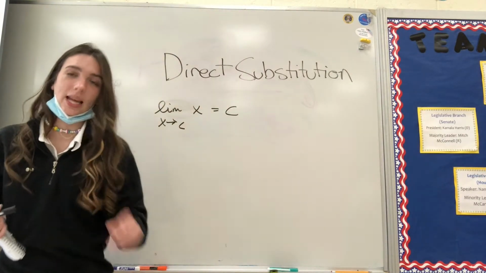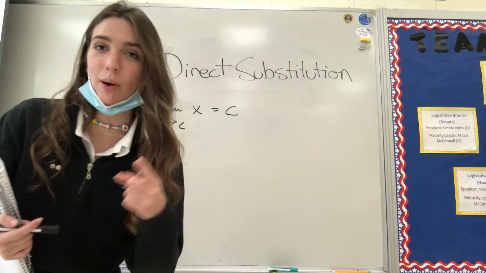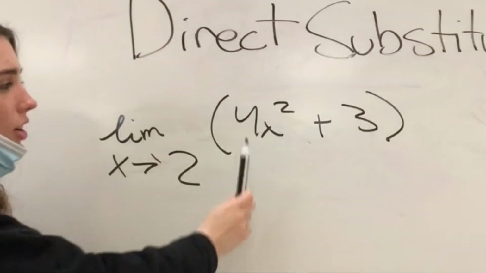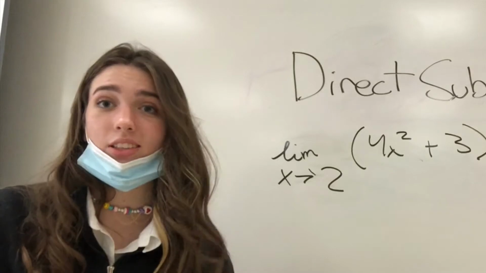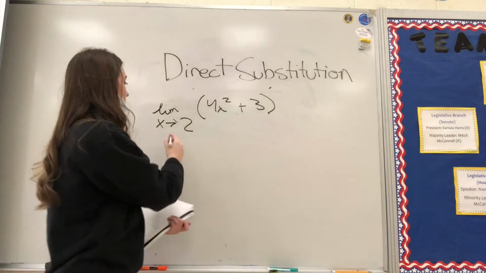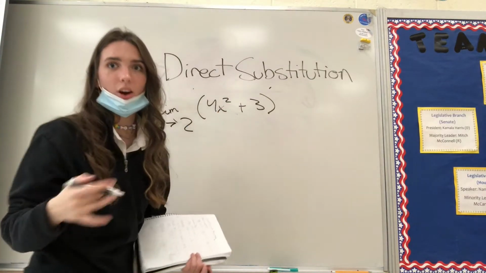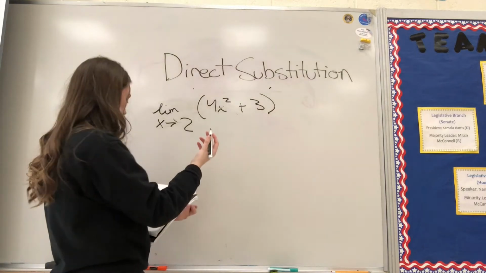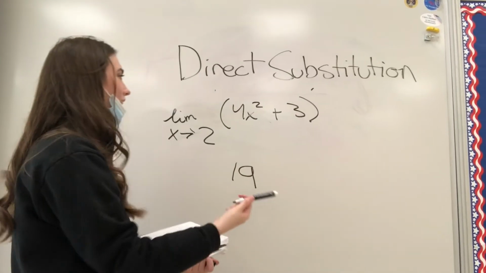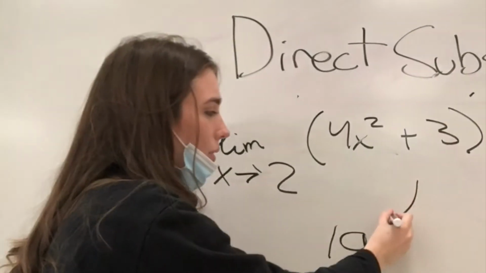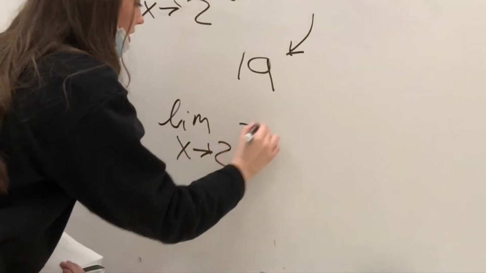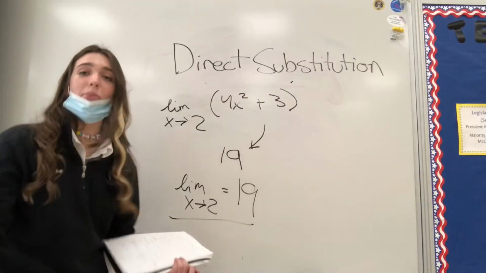Now it's time to show you an example of how you use direct substitution in a real problem. Okay, here's a problem right here. The limit as x approaches 2 of 4x squared plus 3. How are we going to solve this? Direct substitution. Basically, all you do is you plug in the 2 where the x is, like in our standard equation, and you will end up getting 19, because 2 squared is 4. 4 times 4 is 16 plus 3 equals 19. So limit as x approaches 2 equals 19. Can't get much simpler than that.